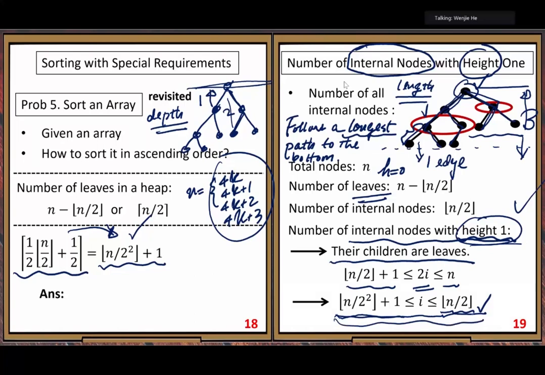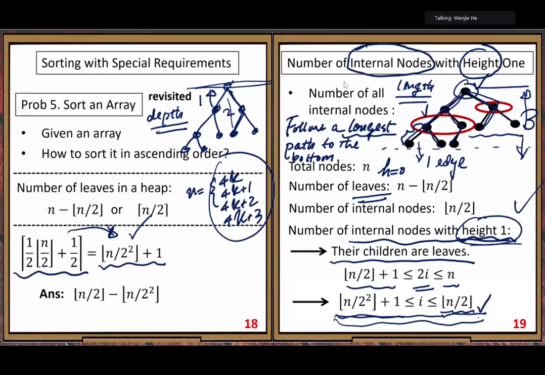Count it, using the same way we count the number of leaves. Upper bound minus the number right before the lower bound. You cannot minus the lower bound directly, but the one right before the lower bound. So this is the counting number: this many internal nodes with height 1.